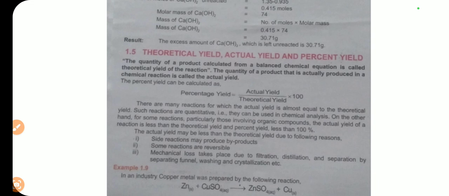The most important topics in this lecture are theoretical yield, actual yield, and percent yield, so we are going to discuss them. The quantity of a product calculated from a balanced chemical equation is known as the theoretical yield. If we experimentally determine the amount of the substance which is actually produced in a chemical reaction, then it's called the actual yield. The quantity of product actually produced in a chemical reaction is called the actual yield.